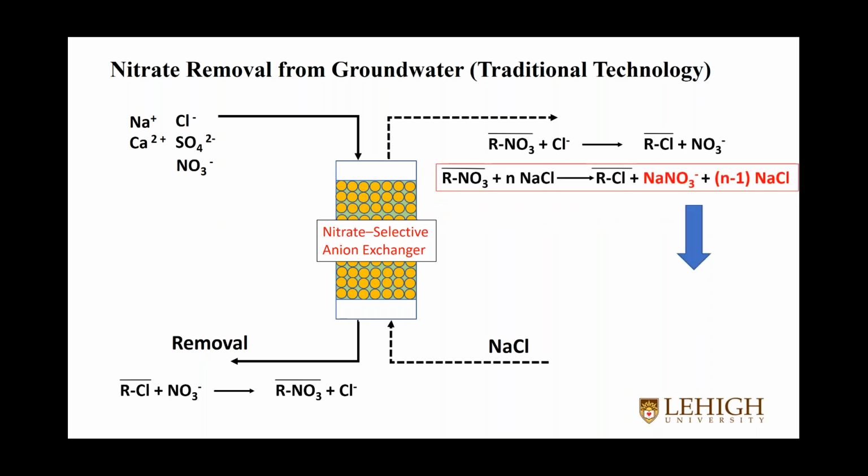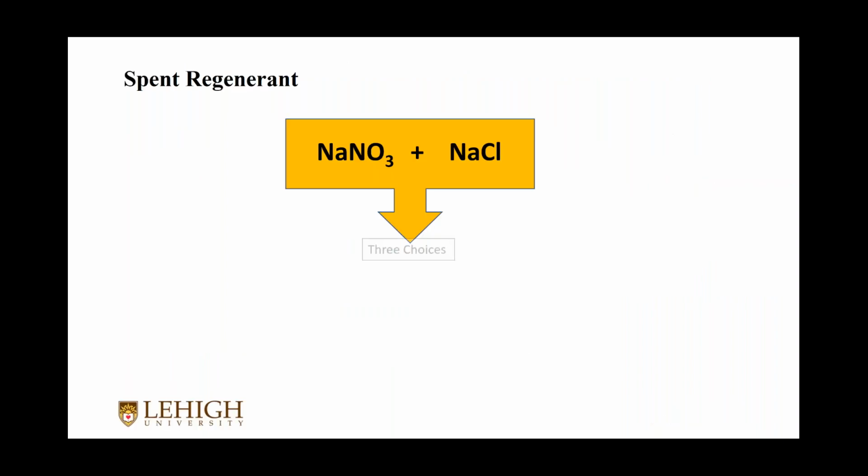But the regeneration process is not a 1:1 ratio, which means to kick out one nitrate from the resin, you need to use many times more concentrated chloride. After the regeneration process, it generates spent regenerant, which we call the brine, containing not just the nitrate we removed, but also a lot of excess sodium chloride. So how to deal with this waste is a huge problem for this ion exchange process.